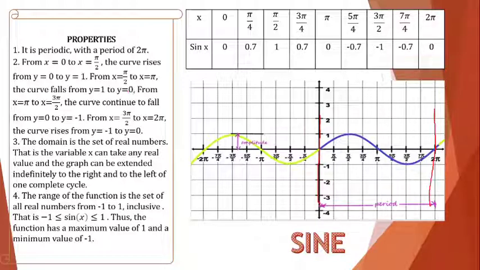Ayun, sabi na. From x is equal to pi to x is equal to 3 pi over 2, falling down, kasi from 0 to negative 1. Ito, negative 1 nyo. Next, from 3 pi over 2 to x is equal to 2 pi, the curve rises from negative 1 to 0. So, this is your period or the limit.